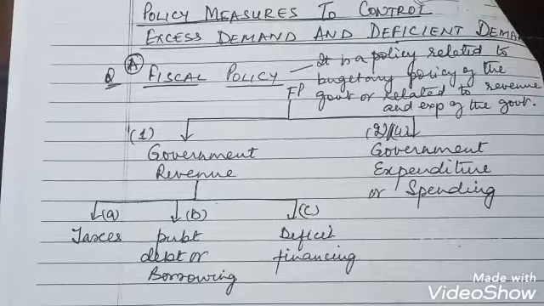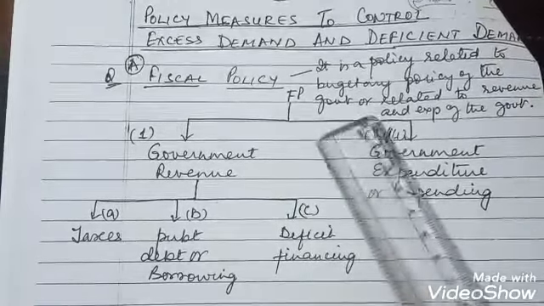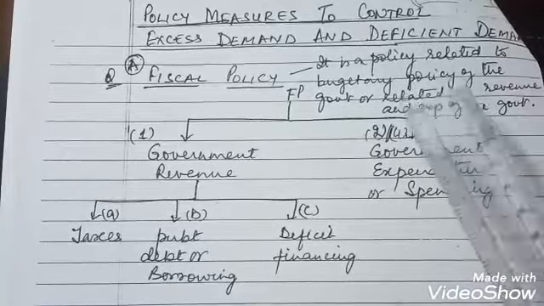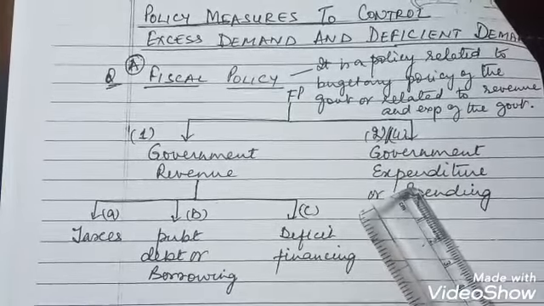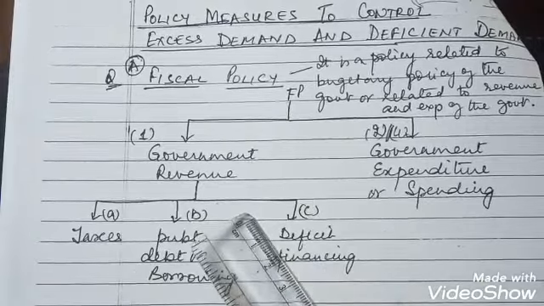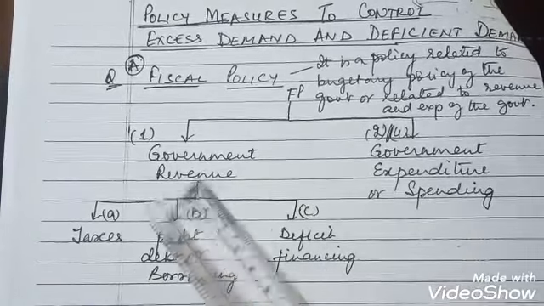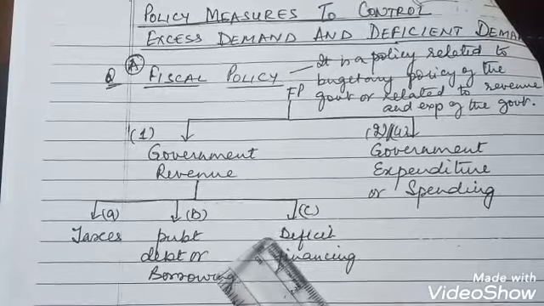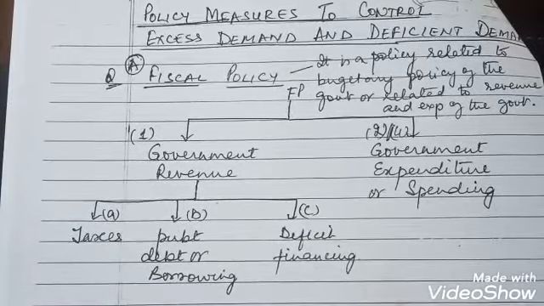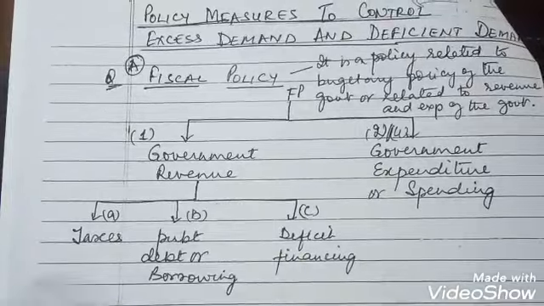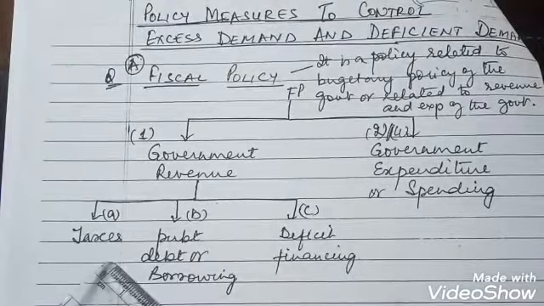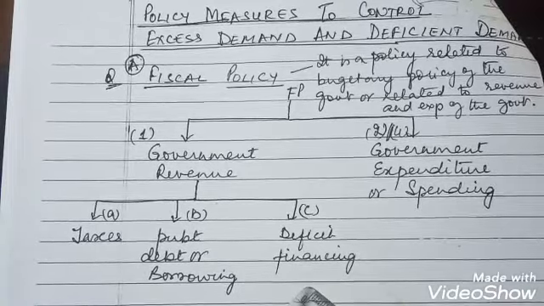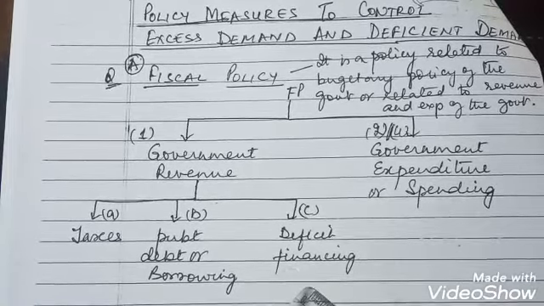When we talk about fiscal policy, I told you it is a policy which is related to the budget, the government budget. It is related to the government's expenditure or spending and the government's revenue. We can also call it expenditure policy and revenue policy. Now, when we talk about the government's revenue, there are normally three sources where the government generates funds. One is taxes, second is public debt or borrowing, and the third is deficit financing, printing of new notes.